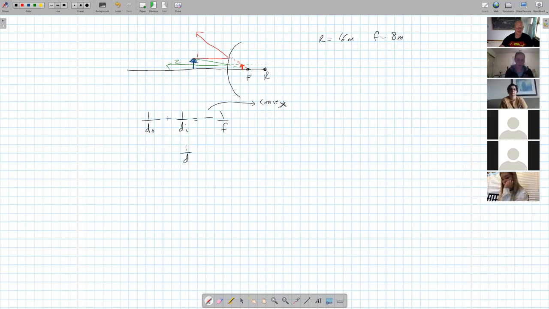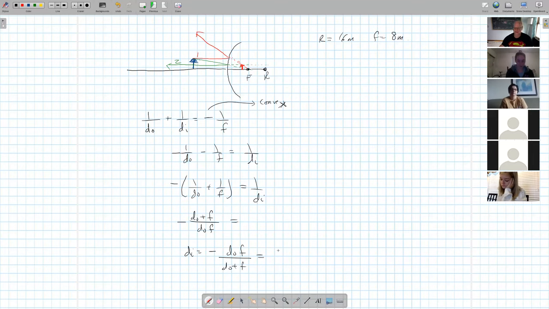So now I get 1 over the image distance equal to minus 1 over the focal length minus 1 over the object distance. I have a negative sign here, so let's factor that out. This becomes negative, 1 over the object distance plus 1 over the focal length, equal to 1 over the image distance. Same as before, I'm going to find a common denominator. So I write this as the object distance plus the focal length, divided by the object distance times the focal length, with a negative sign. Finally, if I invert, the image distance is equal to negative the object distance times the focal length, divided by the object distance plus the focal length.